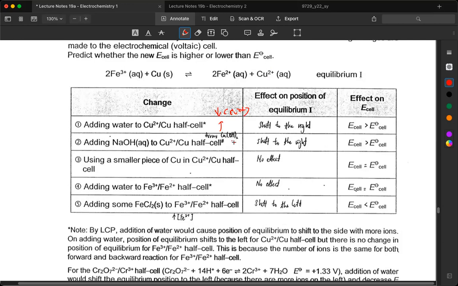Okay, so this one is a PPT. So formation of PPT will cause the concentration of the ion to decrease. So it shifts the equilibrium position to the right. So your E cell will be greater than the standard one.